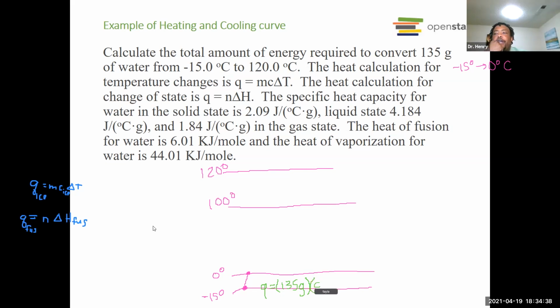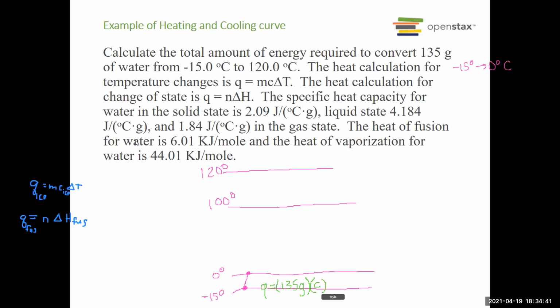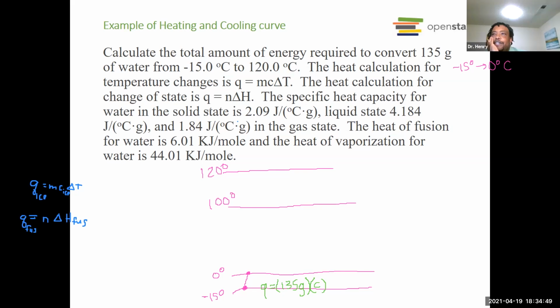So what c are you going to use in this case? I wasn't sure. Would you go like liquid? Would it be the solid state? Solid state. That's right. So we'd be using this one. So you'd multiply it times the 2.09 joules per degree Celsius gram. And so that takes care of this part, right?